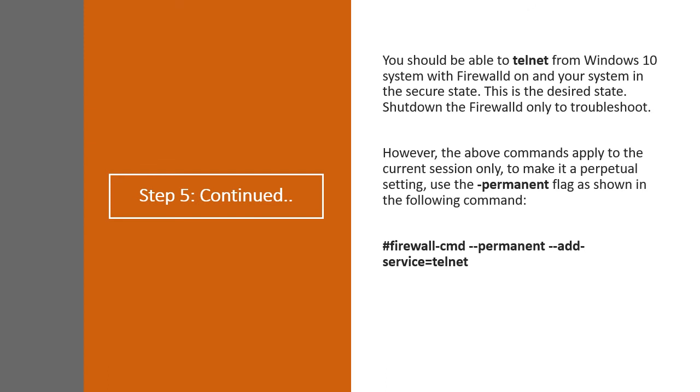Shut down the firewalld only to troubleshoot. However, the above commands that you ran apply only to the current session. To make it a perpetual or permanent setting, use the --permanent flag. This is very important. So the command that we use to make the service telnet permanent is firewall-cmd --permanent --add-service=telnet.